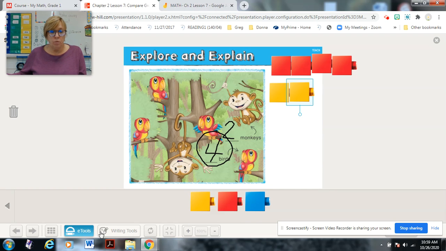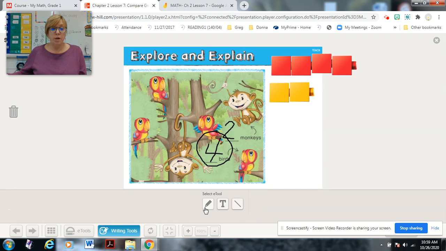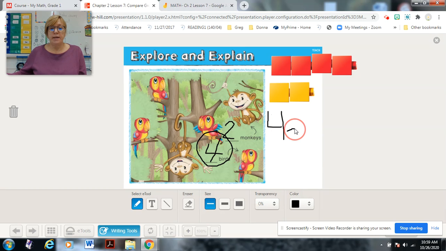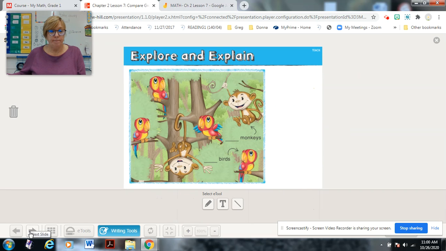I could also write a subtraction number sentence. 4 minus 2 monkeys equals 2 more birds than monkeys. But now I also would like to know how many fewer monkeys are there? Well, there are 2 fewer monkeys. Okay, so that's how we're going to work with our math today.